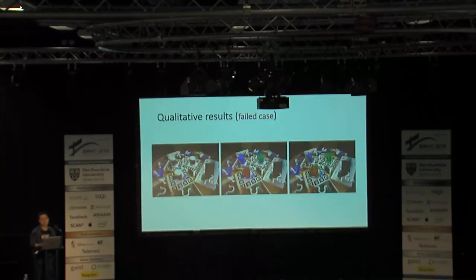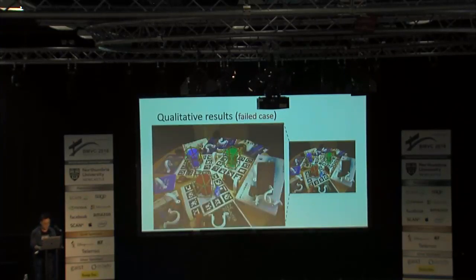I'm going to wrap up this presentation with some failure cases. As we can see from this picture, our method is not very robust to rotationally symmetric objects, such as this coffee box. But we can definitely predict where these boxes are in the images if we have the bounding box information.